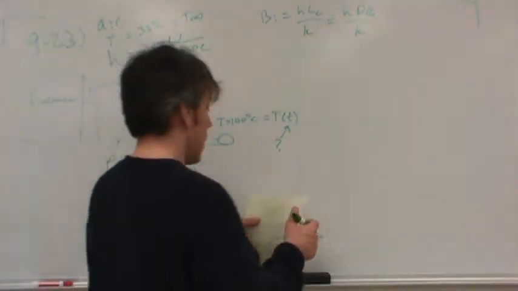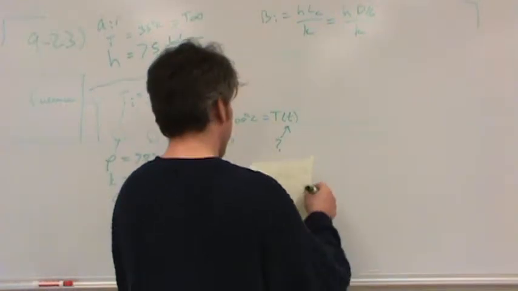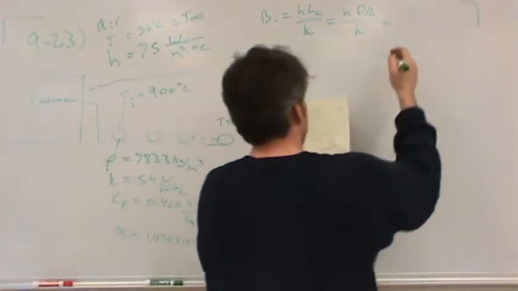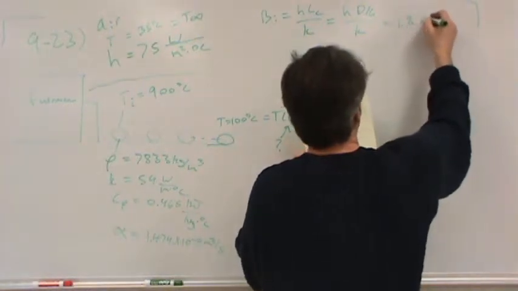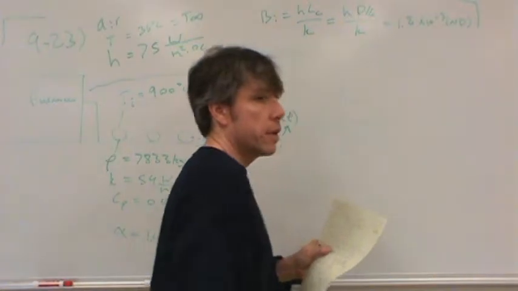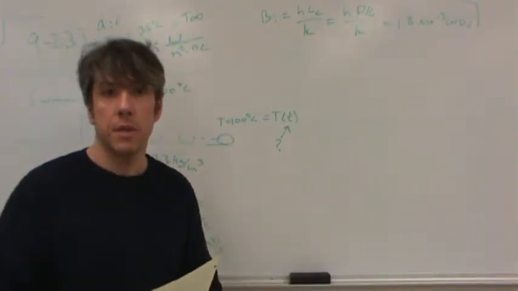So when you plug in all the numbers, it'll come out dimensionless. I won't belabor the point. This comes out to 1.8 times 10 to the negative third, and it's non-dimensional. What was the criteria for using lumped parameter analysis?